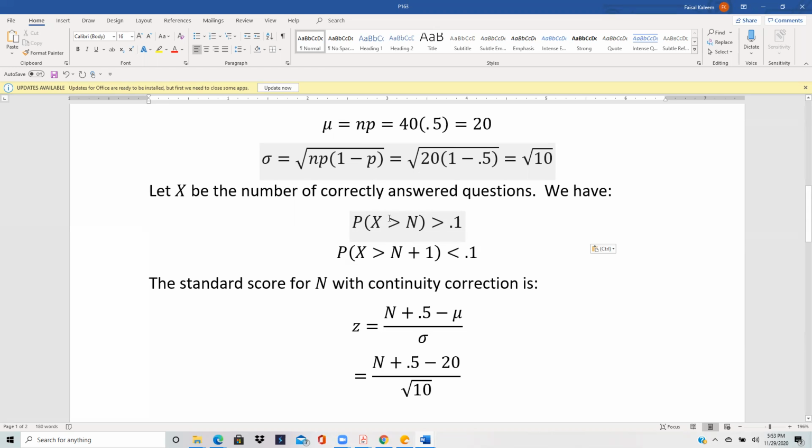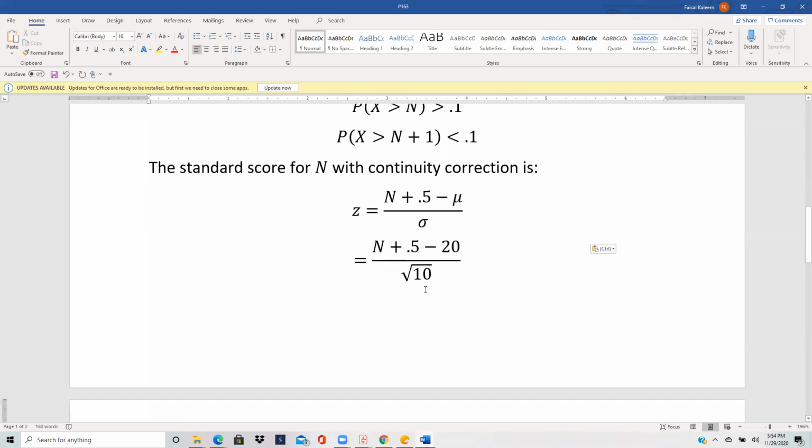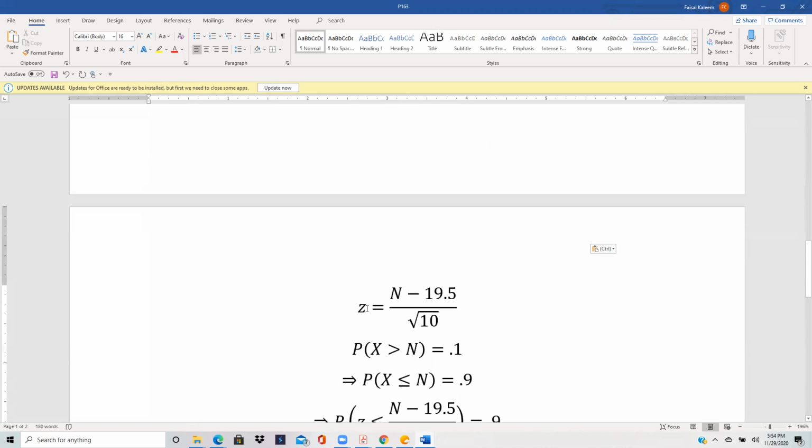So whenever you're going greater than an integer and you want to apply a continuity correction, you add a 0.5. So x greater than n practically means greater than n plus 0.5. So the z-score would be this n plus 0.5 minus the mean over standard deviation. And the mean was 20, standard deviation was square root 10, so this is n minus 19.5 on the top. So z is equal to n minus 19.5 over square root 10.